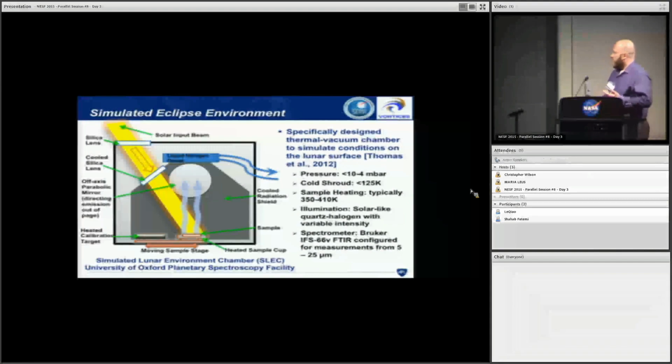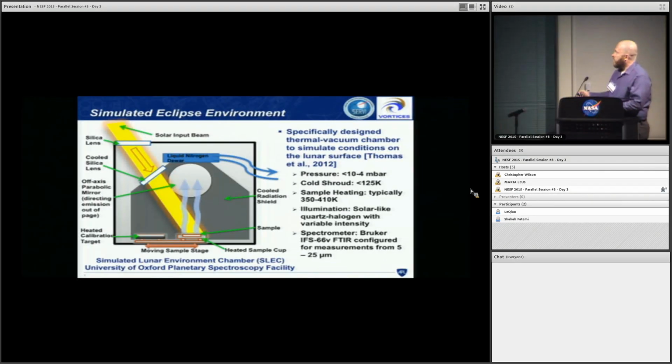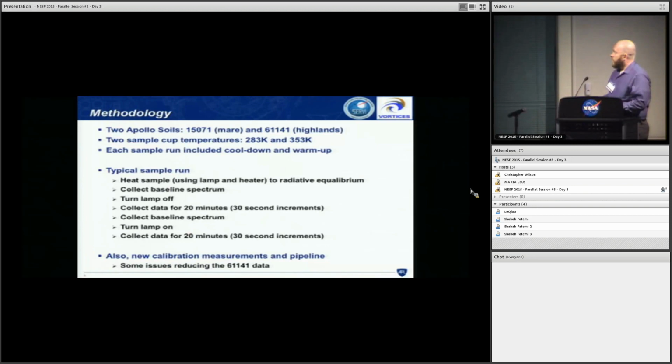We use the simulated lunar environment chamber at the University of Oxford. Neil Bowles manages this facility, and he's Survey COI, VORTICES COI. And this chamber, which has been talked about at a number of meetings, is capable of simulating the lunar environment. In this case, we did a tweak on it where we actually used it to simulate the eclipse by creating a lunar environment and then turning off the lamp and measuring spectra at a relatively rapid clip. So this was the methodology for the test.